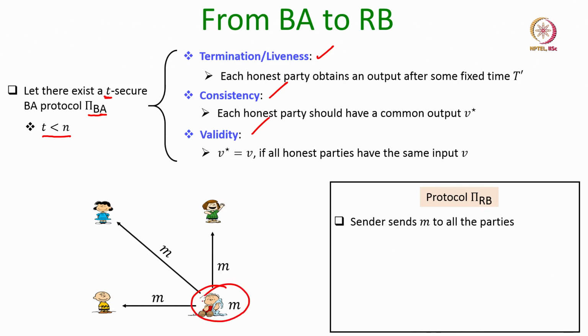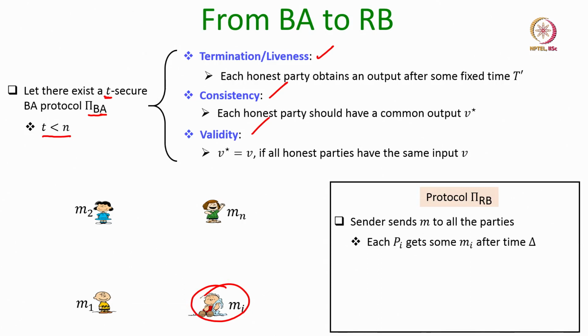Now, in the reliable broadcast protocol, the first step is to let the sender send its message to all the parties. Remember, in the reliable broadcast problem, no other party has any input except the sender. So, the first step is to let the sender send its message to everyone. If the sender is corrupt, then it can send different versions of its message to different honest parties, but if it is honest, it will send the same message to everyone.